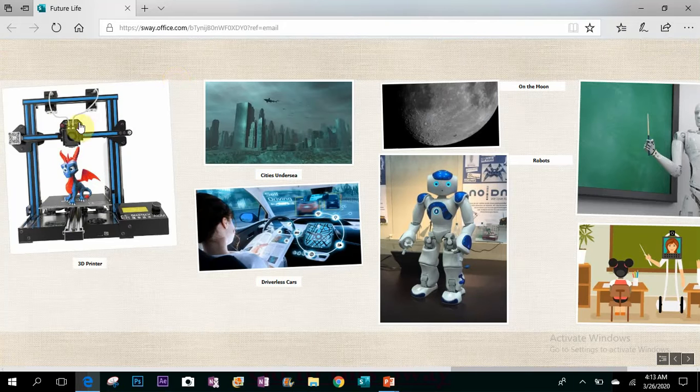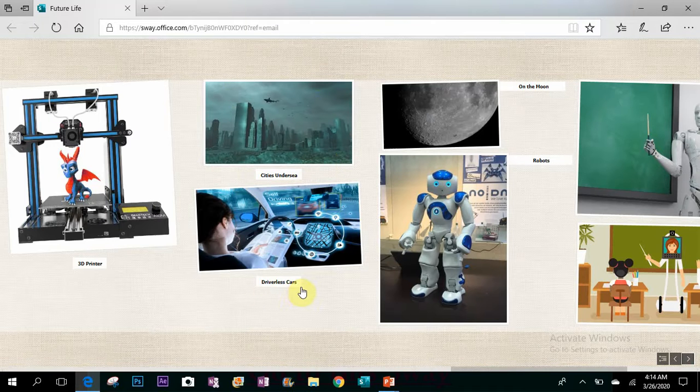So we have a new list of words, like this printer, guys, and there's a shape. It's a 3D printer, and we have it already nowadays. Cities under the sea. Do you think that we're going to have some cities under the sea and you will live there deep under the water?